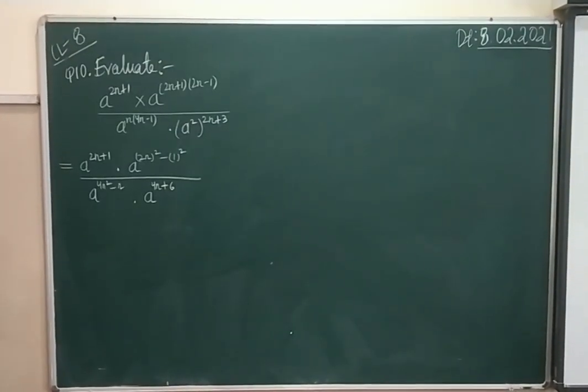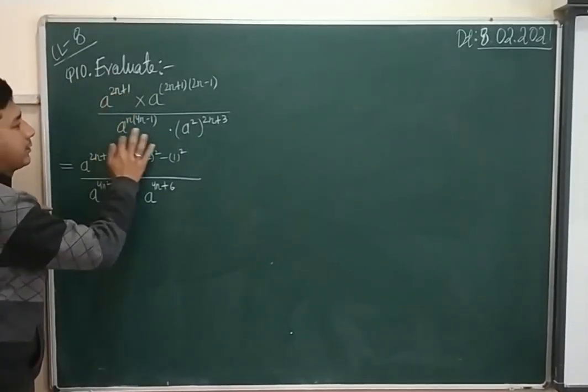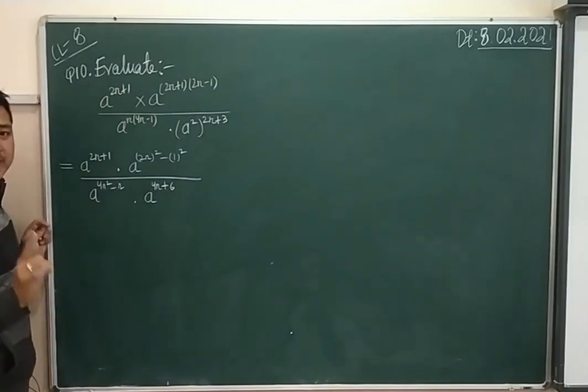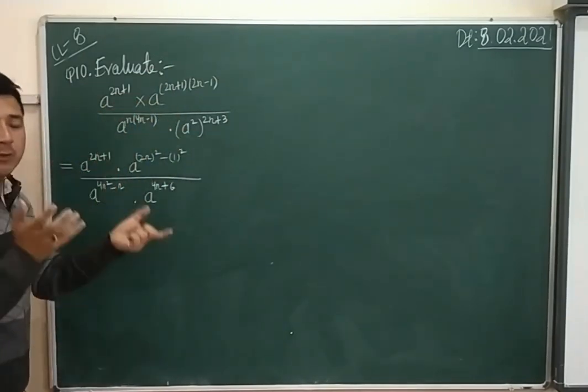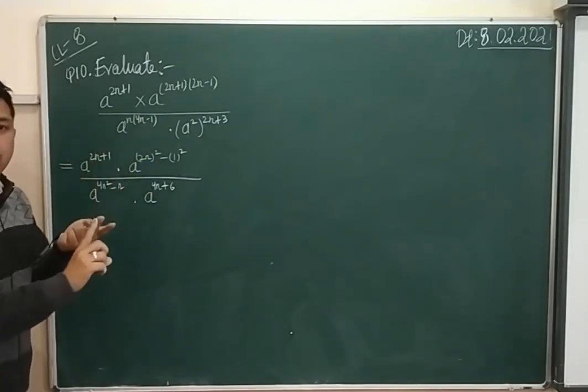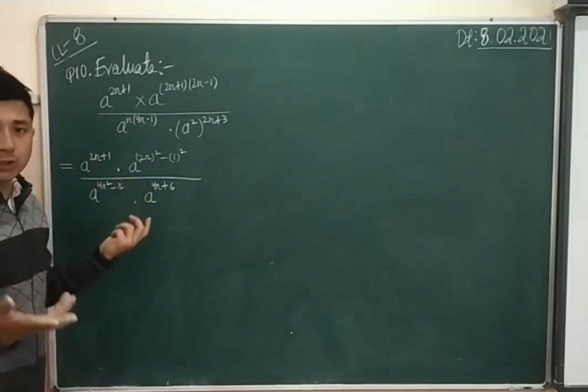Alright, let's move on to the next sum, that is question number 10. In question number 10, we have to evaluate this. Simplify. Everywhere the base is same, A and A. Okay? The base is same. What we need to do is in the powers, either use the product law, or use the power law, or the quotient law later on.